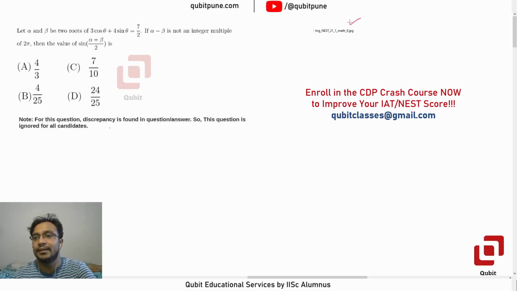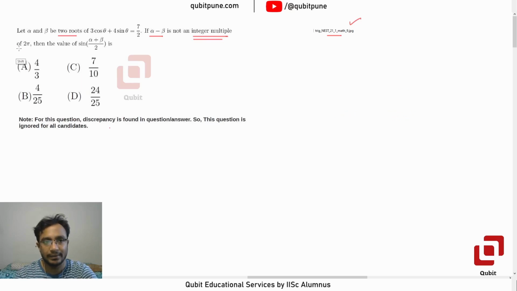Question number 9 from NEST 2021 first shift. This question is from trigonometry. Let alpha and beta be two roots of 3 cos theta plus 4 sin theta equal to 7 upon 2. If alpha minus beta is not an integer multiple of 2 pi, then the value of sine of (alpha plus beta)/2 is: 4 upon 3, 7 upon 10, 4 upon 25, or 24 upon 25.